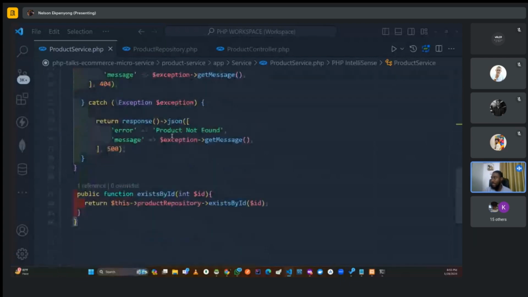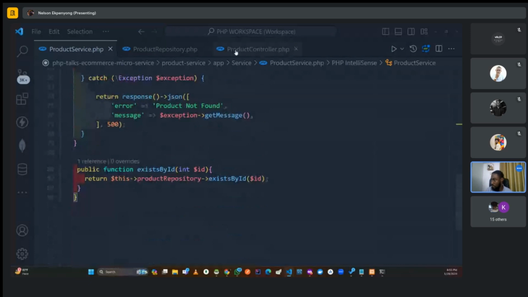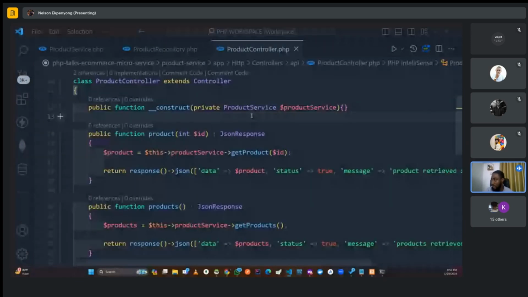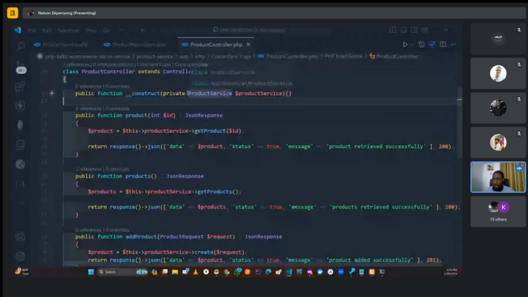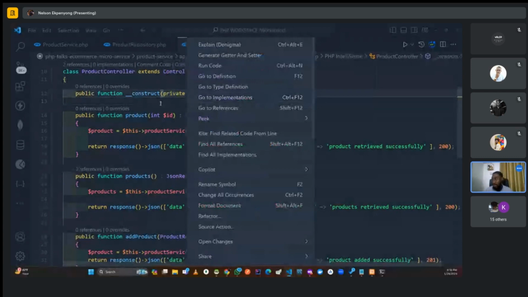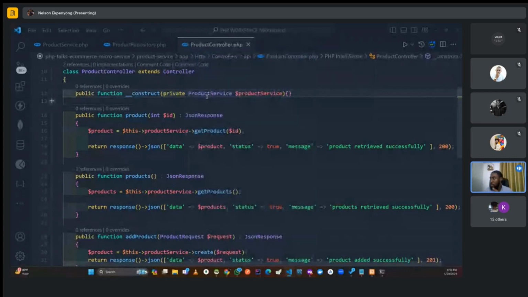Then exists by ID. So let's go to the product controller. Nothing fancy. Okay, this is a bit too big. All right. Again, how the controller talks to the service is by injection. So I'm injecting the service into the controller. Remember, the controller talks to the service, talks to the repository, talks to the database. So anyone who wants to talk to anybody has to first inject the person they want to interact with. Does that make sense? I hope that is clear. So I'm injecting the service in the controller. This is standard stuff.